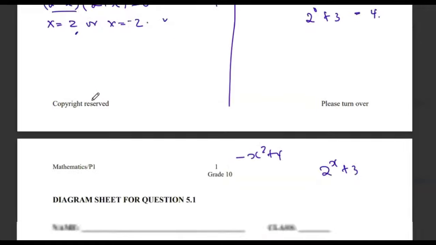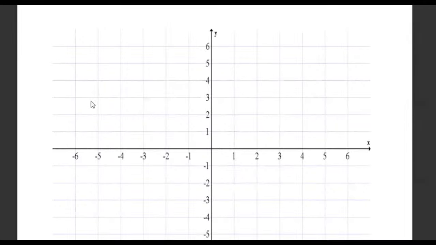So let's do the sketching. Okay, so we said negative 2, positive 2, and then the graph is passing through 4. So just sketch. I don't know how you're going to do it, but just with a free hand.